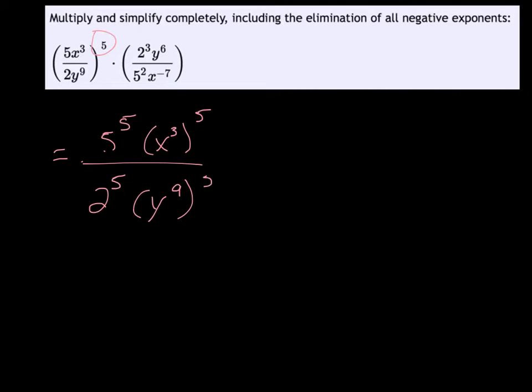Alright, to multiply and simplify this expression, what I'm first going to do is apply the power of a product and quotient with this exponent 5 right here. And what that will look like is every factor will get this exponent. So the 5 to the 5th, this x to the 3rd gets raised to the 5th, and everything in the denominator also gets raised to the 5th. And then we obviously still have this second fraction over here.